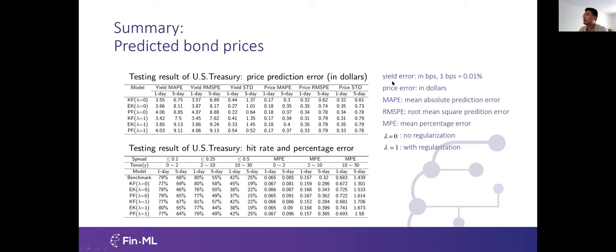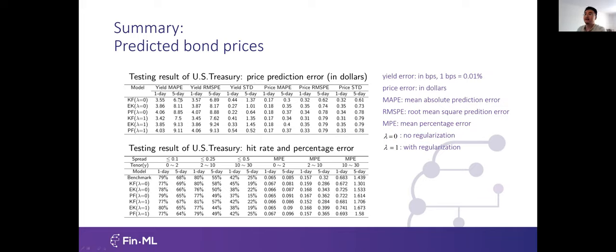In the calculation of the yield error, I use bips, where one bip equals 0.01%. For the price error, I use real dollars. First we check the yield errors. We check the mean absolute error. In the 1 day prediction, it shows very good results. The error is about 4 bips 1 day ahead.